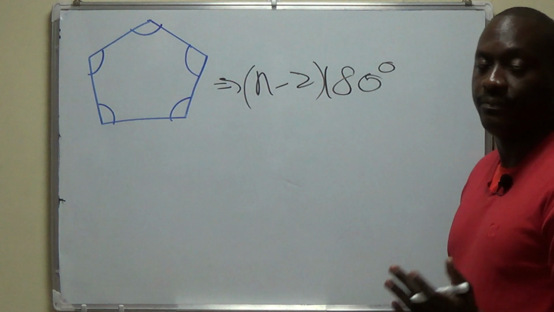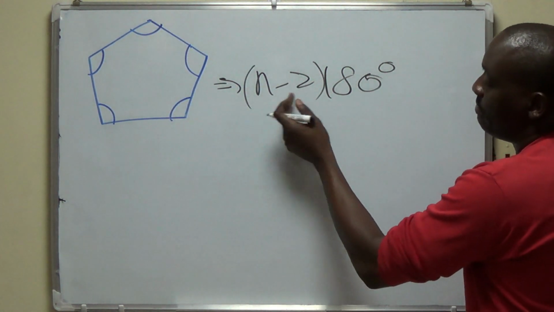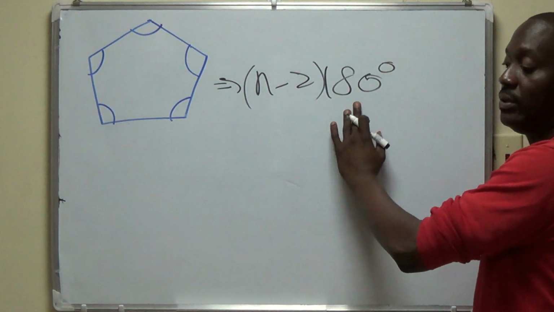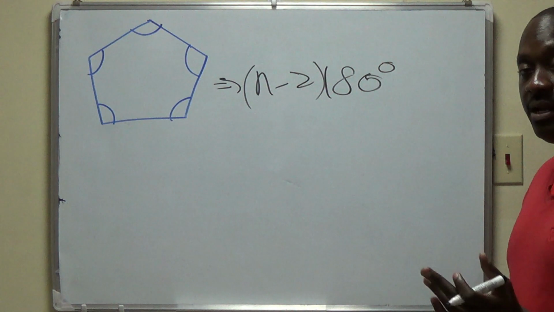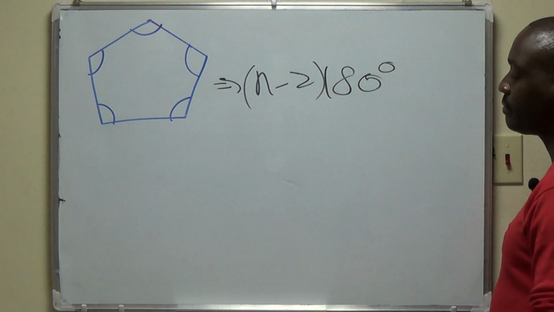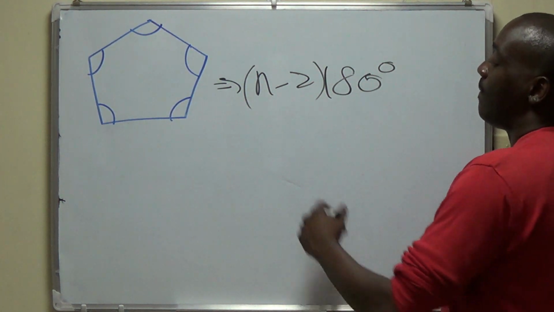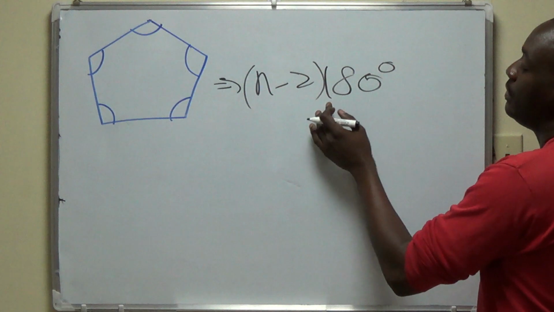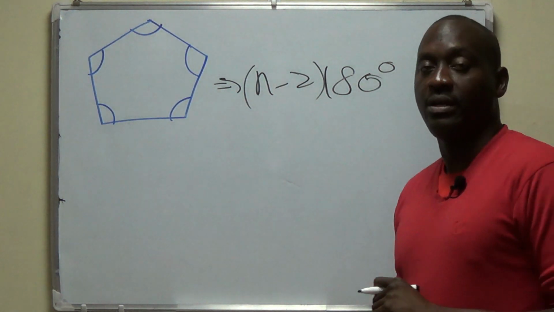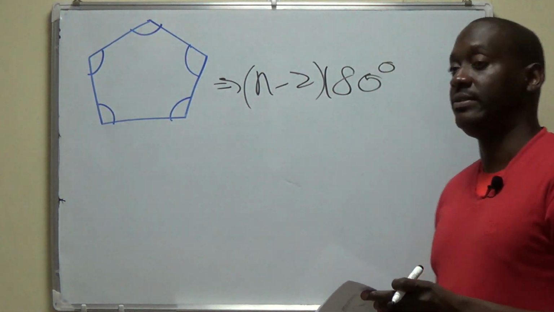So in the case of a triangle where the number of sides is 3, it will be 3 minus 2 is 1. 1 times 180 is 180 degrees. We all know and are familiar with the fact that the angles inside a triangle add up to 180 degrees. If it's a quadrilateral where your n is 4 sides, then 4 minus 2 is 2. 2 times 180 is 360 degrees. We are also familiar with the fact that all the angles inside a quadrilateral add up to 360 degrees.